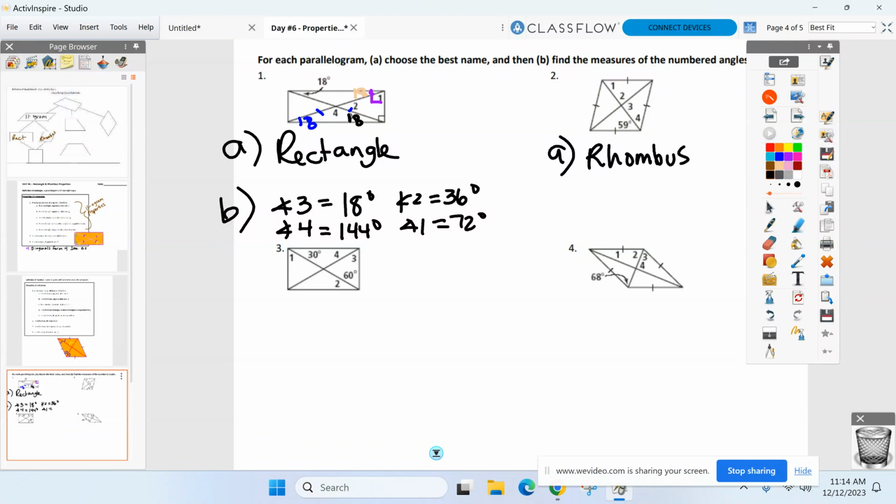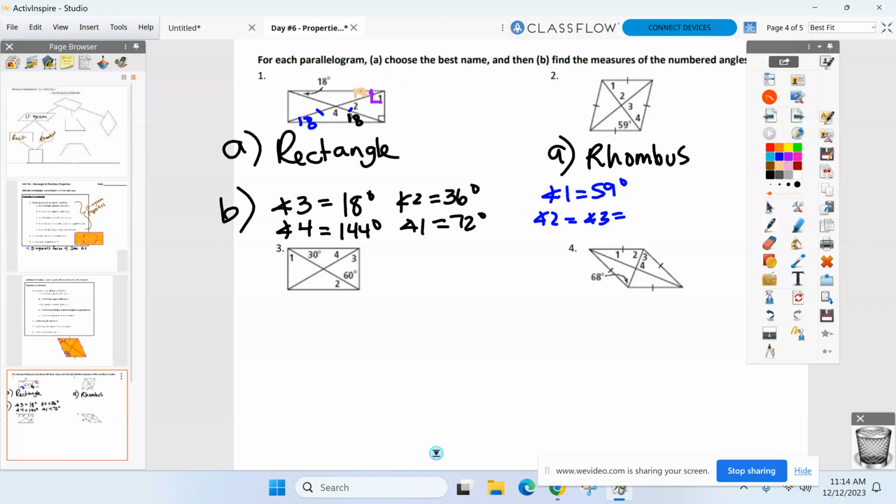Watch how quick this goes, knowing our properties. Watch how quick this bad boy goes. First one, I'm going to go angle 1 right off the bat. Angle 1, 59. Alternate interior angles are congruent. Lines are parallel because it's a parallelogram. Watch how quickly this goes. 2 and 3 are both the same. Just a property. That's it.